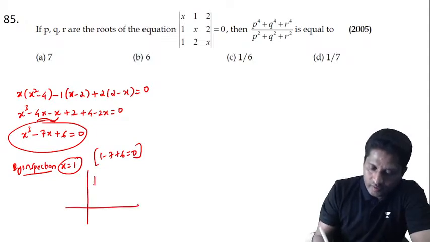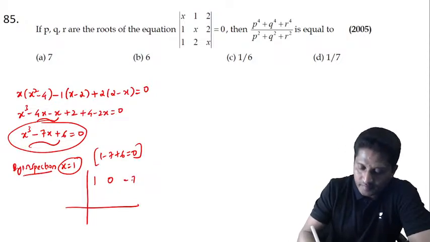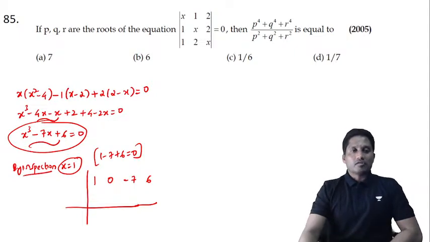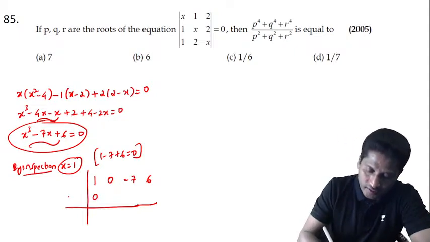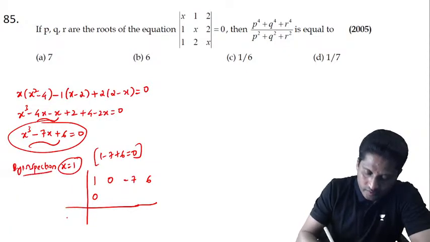This should be 1, 0, because there is no coefficient of x square. The coefficient of x is minus 7, and the constant term is 6. Initially write 0 and add. 1 plus 0 will be 1.